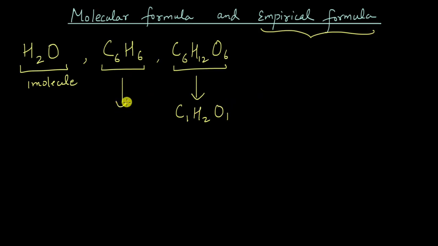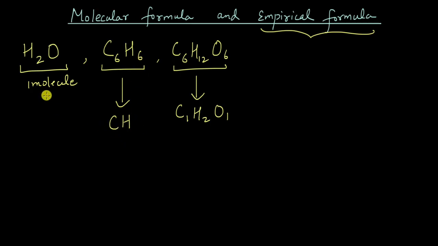Similarly, if I ask you, what will be the empirical formula for benzene? Can you write it down? Pause this video and give it a shot. For benzene, the empirical formula will be simply CH. For every 1 atom of carbon, we have 1 atom of hydrogen. So the ratio is 1:1. So the empirical formula is CH.